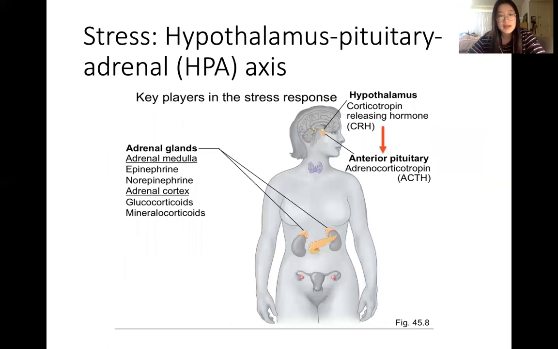Next, we're going to be looking into stress. The hypothalamus-pituitary-adrenal, HPA, axis. The hypothalamus is the command center for the endocrine system, and it's the source of releasing or inhibiting factors that are released to the anterior pituitary. Here, the hypothalamus releases a hormone called CRH that tells the anterior pituitary to release another hormone called ACTH. Next, in the adrenal glands, we have two parts. The adrenal medulla, which is in the middle, releases epinephrine and norepinephrine. And the adrenal cortex, which is the outer portion, releases two steroid hormones, the glucocorticoids and mineralocorticoids.